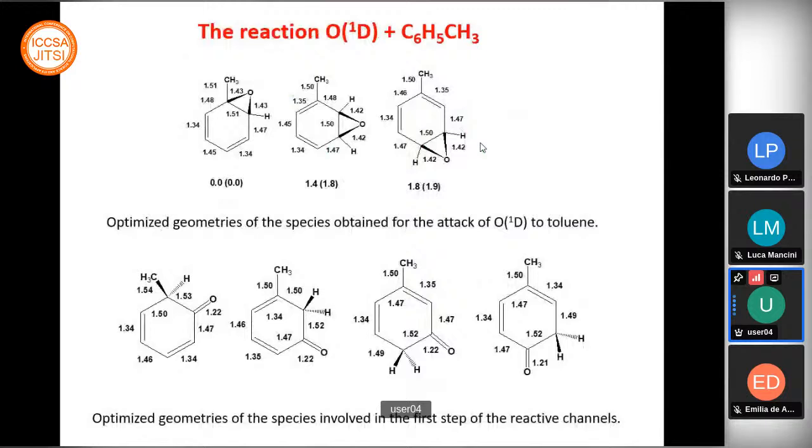The reactions of oxygen in the first excited state, 1D, and toluene, that is the reaction which happens in the singlet surface, is completely different because the oxygen in this case can bind to 2 adjacent carbons of the toluene ring. This is because the oxygen in this case has 2 unpaired electrons with different spin, which can interact each one with the electrons involved in the carbon-carbon pi bond of the toluene ring. So in this case, we can have only 3 different isomers depending on the sites of attack of oxygen to the ring.